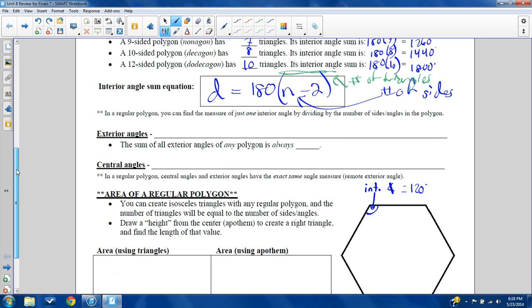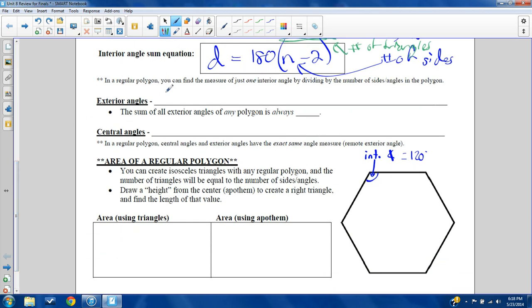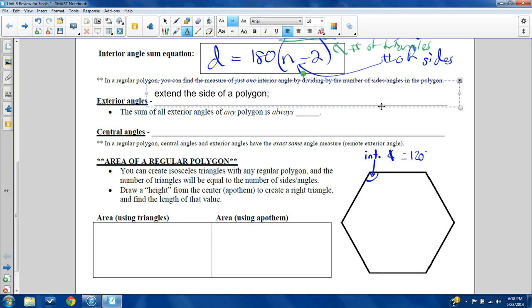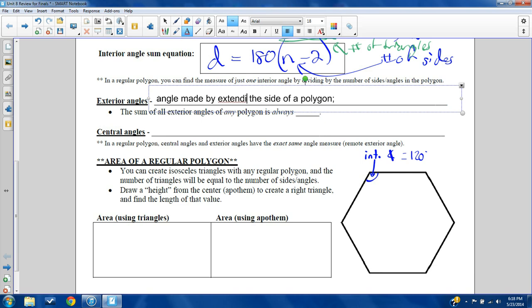Okay, exterior angles, they're different from interior angles in that they are kind of awkward. What you do is I want you to extend the side of a polygon. You know, it's the angle, here, how about this? It's the angle made by extending the side of a polygon. Now there's a little more to it that I want to put in here. Exterior angles are supplementary to their interior angles.